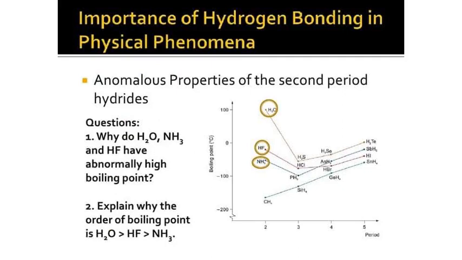Hydrogen bonding affects the physical properties of molecules, as we see in the boiling points of groups 4th, 5th, 6th and 7th of the periodic table. Here we can see the high boiling points of water, ammonia and hydrogen fluoride. These molecules have high boiling points due to strong hydrogen bonding.